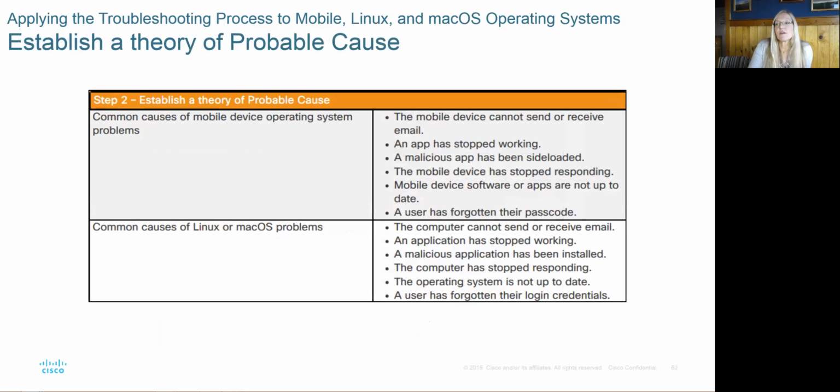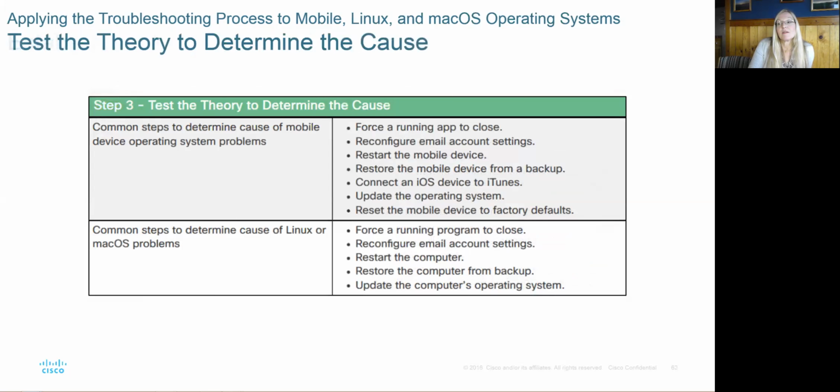So establish a theory of probable cause. Of course, ask your questions. Ask lots of questions of the user. And test the theory. So quite possibly you may see what the problem is, and then you can fix it from there. So maybe you can force a running app to close.